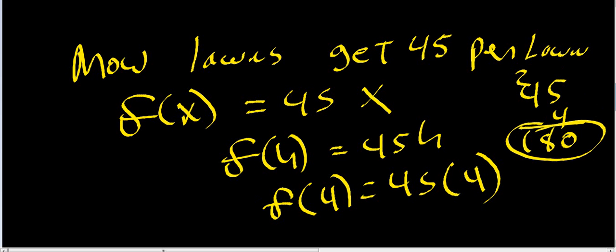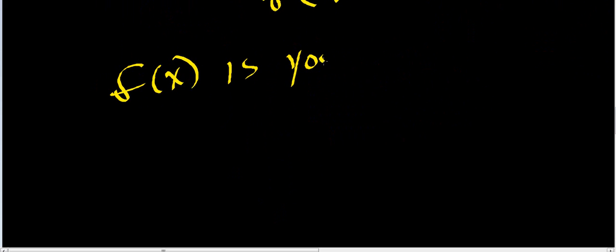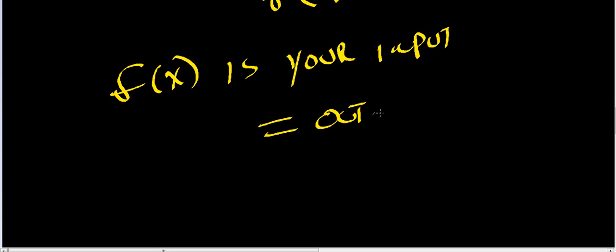Just remember, f of x is your input, and then what's on the other side of your equal sign is your output. If you get that, this is pretty straightforward. I'm not sure what else to say about it.